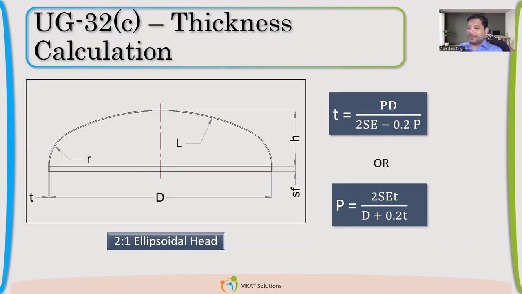So why in PVElite do we use the mandatory appendix formula rather than using UG32? And the interesting point coming from Rashikar is that 2:1 is not maintained. What is the reason for that? What is the reason for not maintaining 2:1?